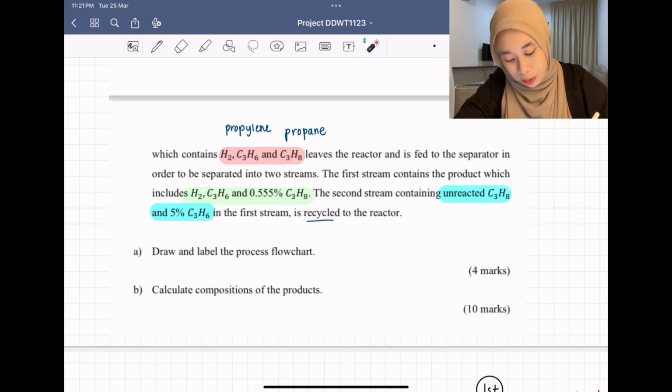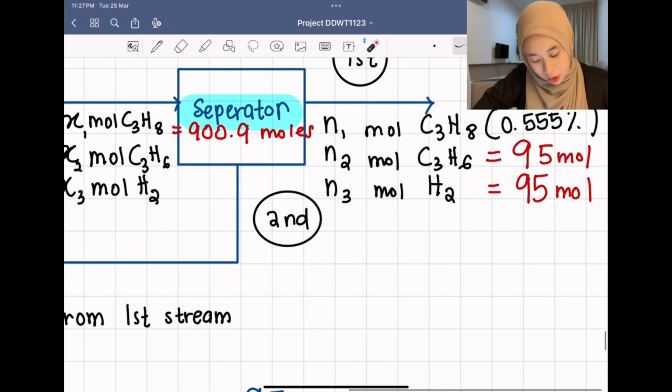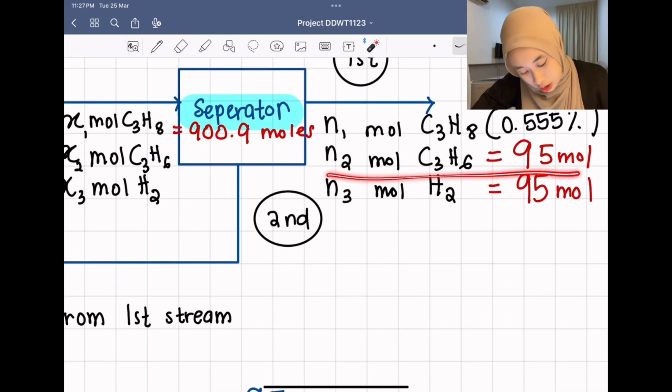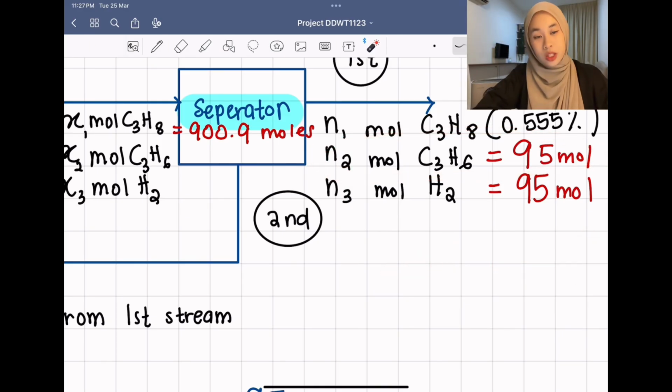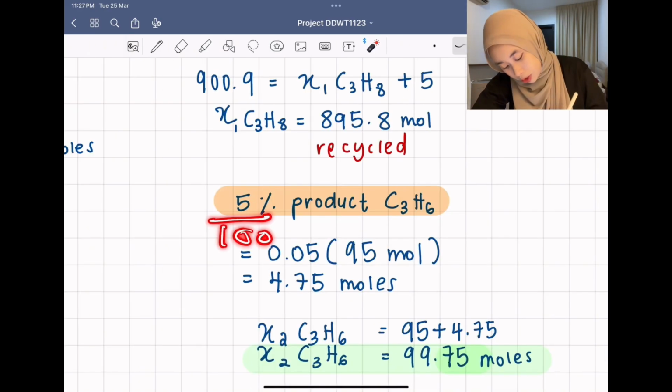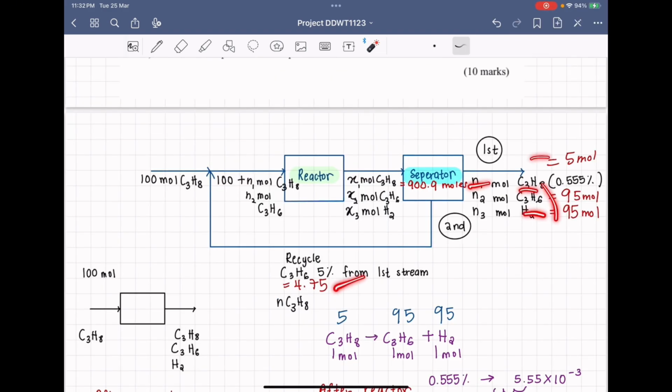Next, the second stream containing unreacted C3H8 and 5% C3H6 in the first stream is recycled to the reactor. 5% C3H6, kiranya 5% of 95 mole from product stream of C3H6. 5% over 100, we will get 0.05. So 0.05 by 95 mole, we will get 4.75 moles. The amount they recycled back to the reactor. Okay? Setakat ni je kita dah cari daripada unknown yang banyak-banyak ni.